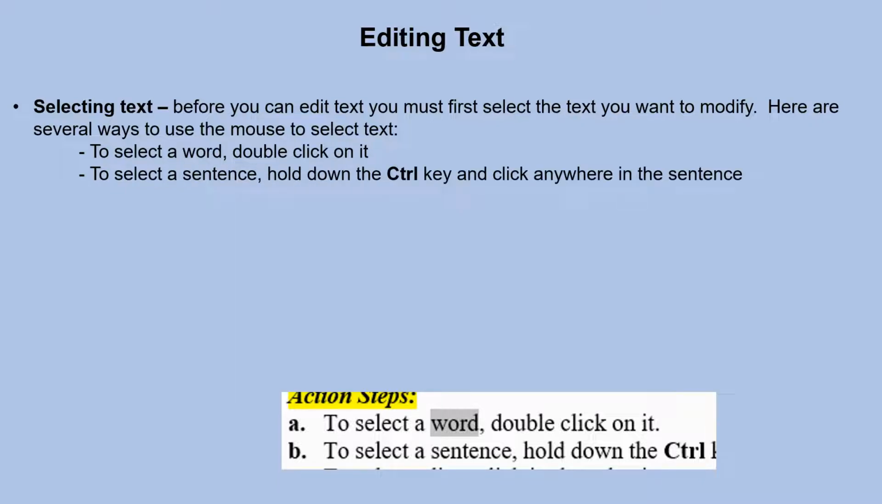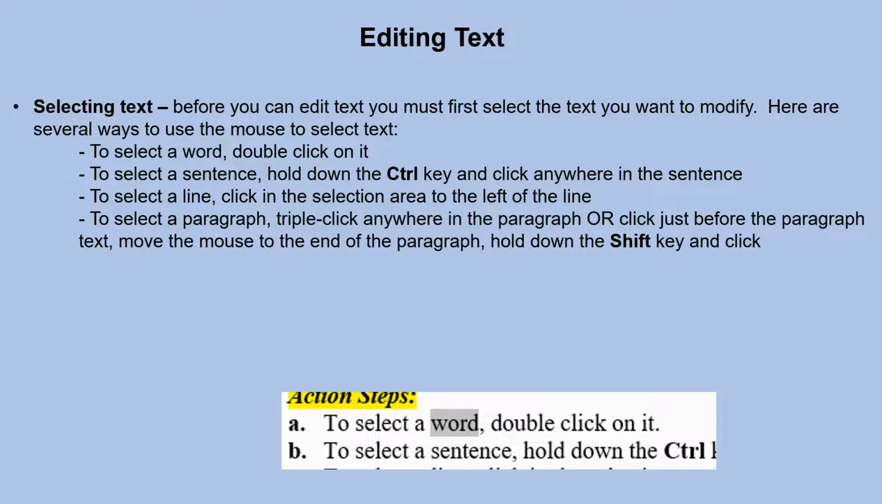If you want to select a sentence, you can hold your finger down on the Control key on your keyboard, then click anywhere in that sentence and the whole sentence will be highlighted. To select a single line across the screen, you can click in the selection area to the left of the beginning of that line and it will highlight the entire thing.